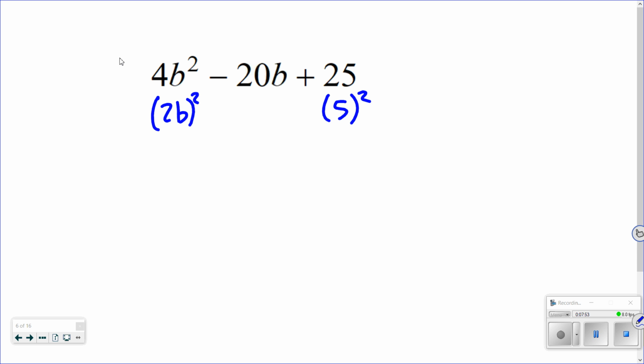2b times 5 is 10b, and times it by 2, it equals 20. So that checks off. It is a perfect square. All I have to do now, I know it's a perfect square.